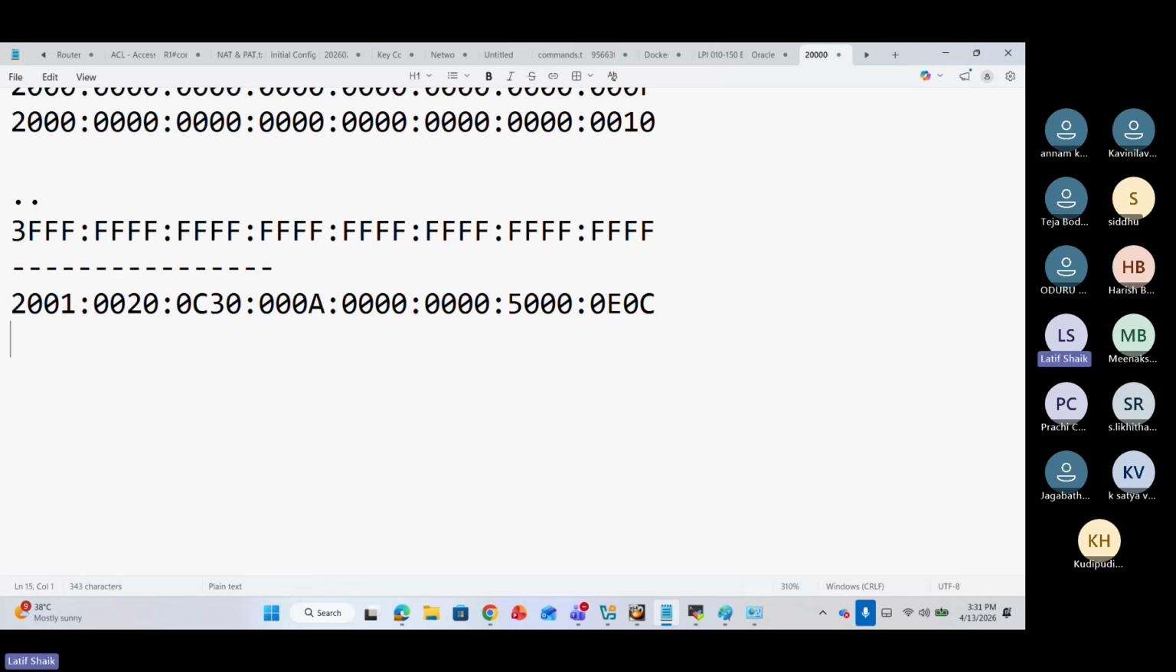This is a simple IPv6 address. The first rule is about the leading zeros.